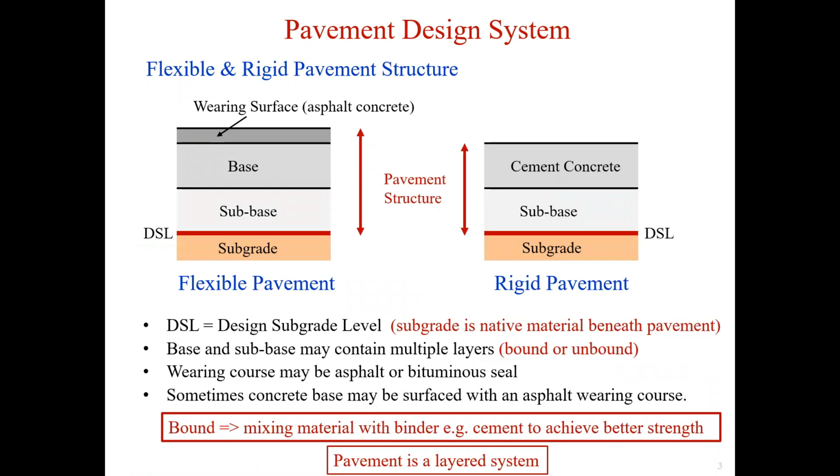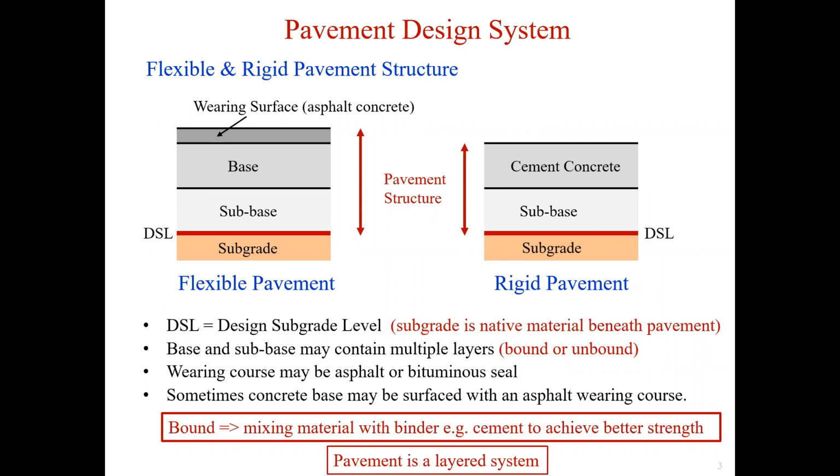In the previous lecture, we learned the structure of flexible and rigid pavement. For flexible pavement, it is composed of bearing surface, the base, subbase, and subgrade. While for rigid pavement, it is composed of cement concrete, subbase, and subgrade. The interface between the subbase and subgrade is the design subgrade level, the DSL.